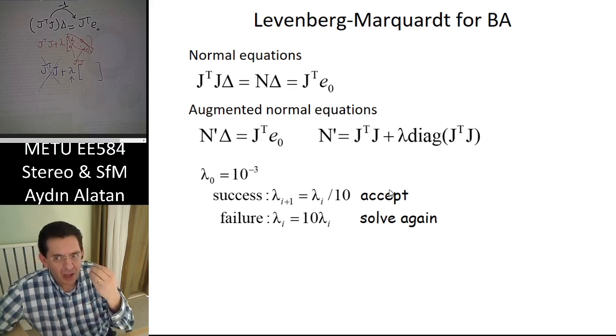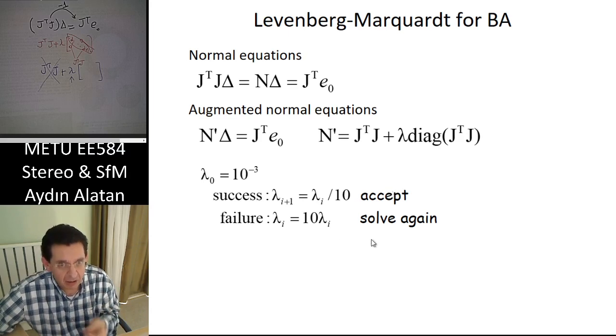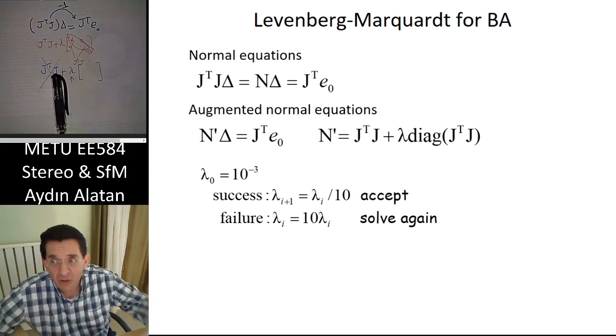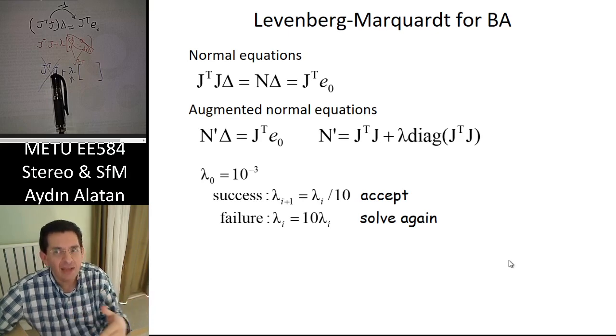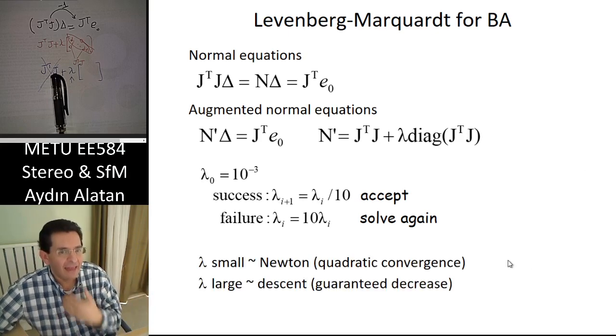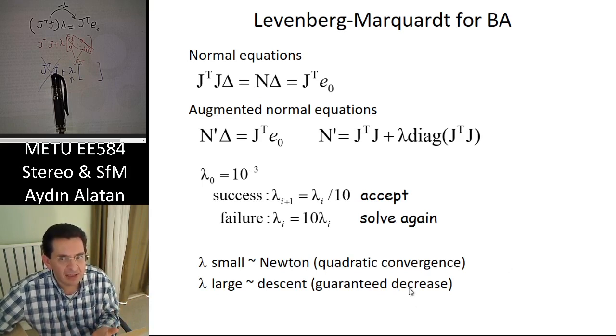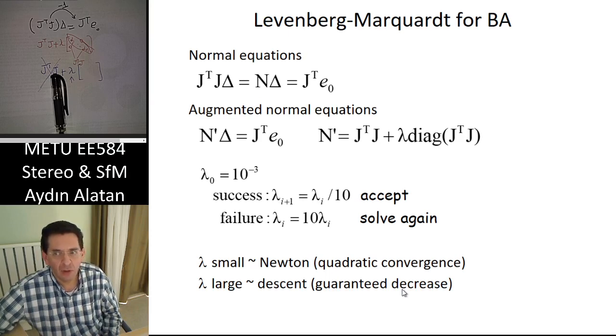If the approximations are not good, meaning the Taylor series expansion is not a good approximation, then your error will not decrease. Then you increase lambda, you make this part less useful, and you work like a gradient descent type of relation, which is guaranteed to decrease. The Newton-like behavior makes you faster, with very quick convergence, while the other one is guaranteed. Therefore, by increasing and decreasing lambda, you can obtain good solutions for your bundle adjustment.